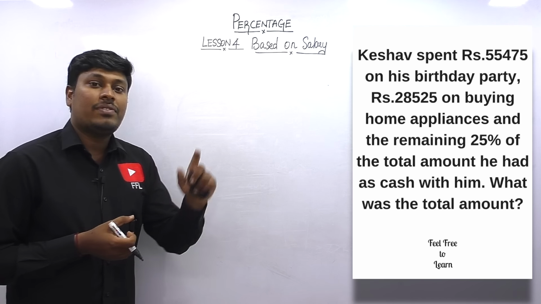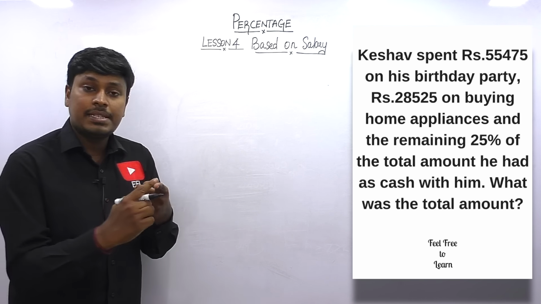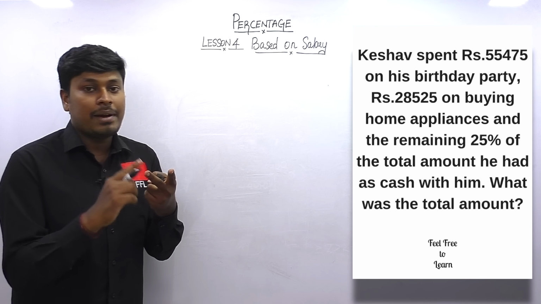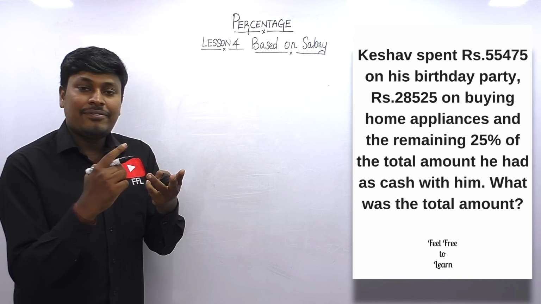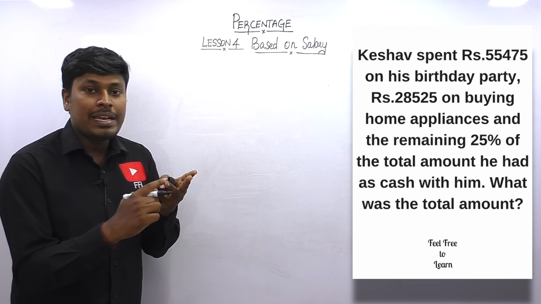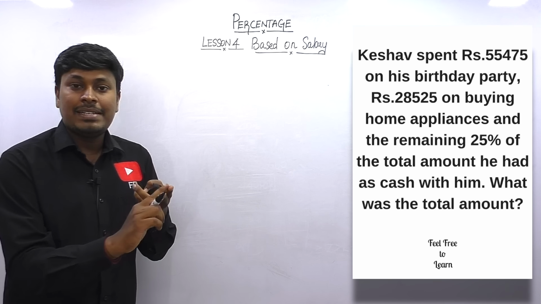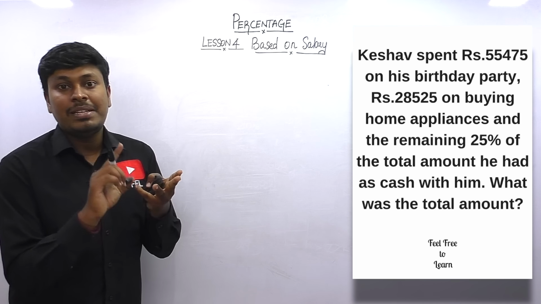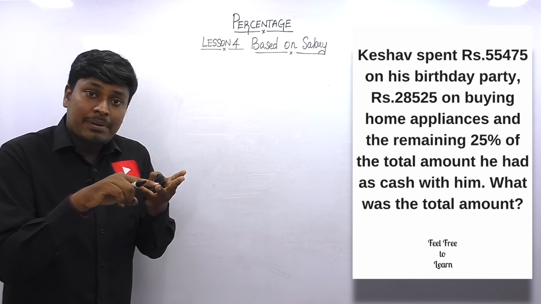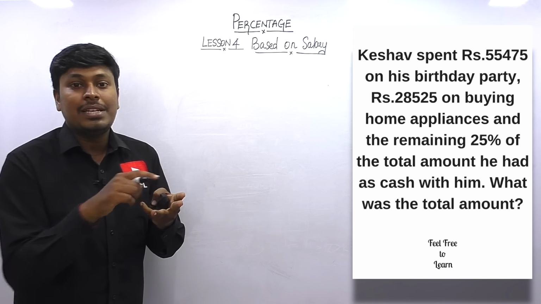And listen carefully, from the total amount, Keshav is spending money on two things. One is the birthday party and the second is buying home appliances. If he spends money on two things, then definitely they have given the remaining 25%. He had cash of the remaining 25%. If he spends some money on these two items, definitely this 25% will be the savings. If 25% is the savings, then 75% will be the amount that he spends.